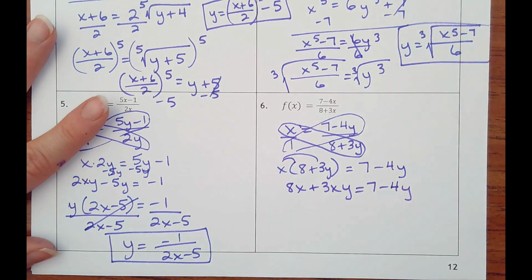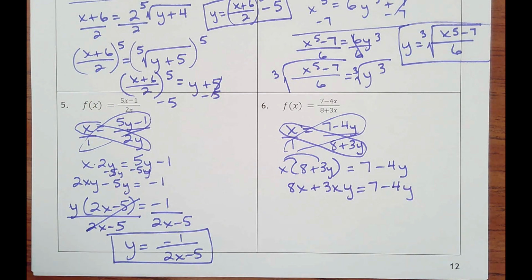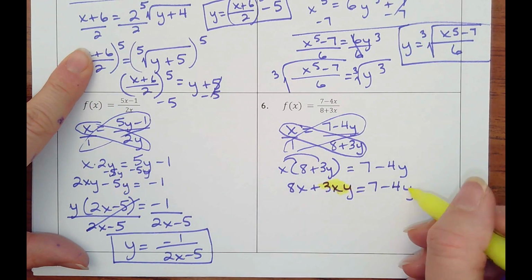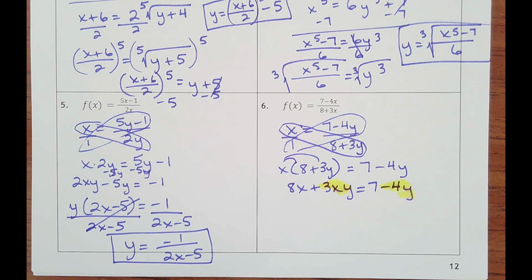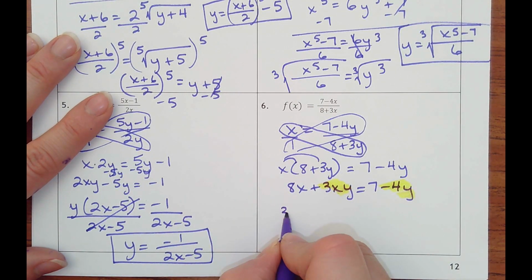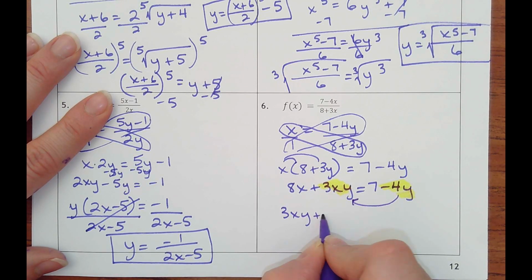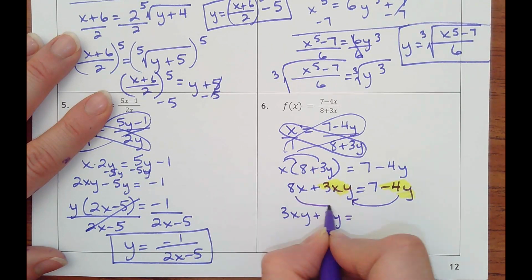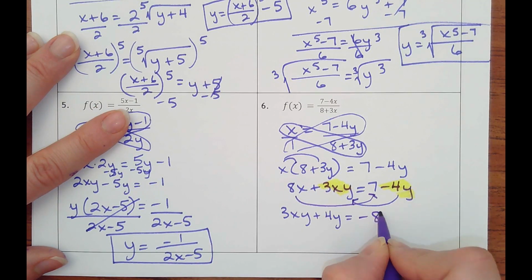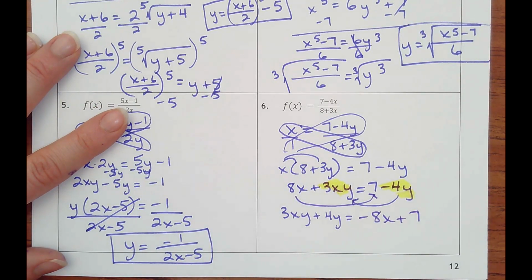Get the terms that have y on one side. So this does and this does. I'm going to keep the 3xy here. I'm going to add the 4y over. And I'm going to subtract the 8x over. So now it's a negative 8x plus 7.